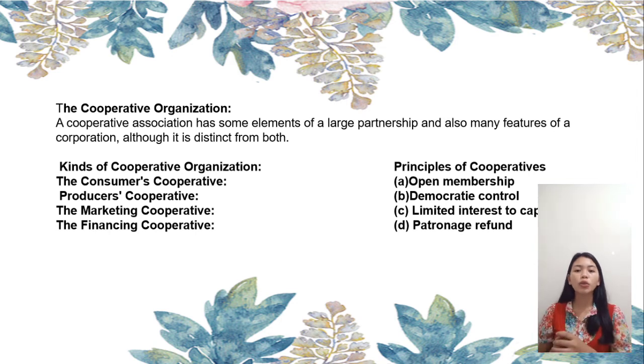The next one is the marketing cooperative, which is closely related to the producers cooperative and often merged with it into one organization. The next one is the financing cooperative. This cooperative association makes it possible for people of small means to acquire a home and to borrow money for other purposes at relatively low rates of interest.